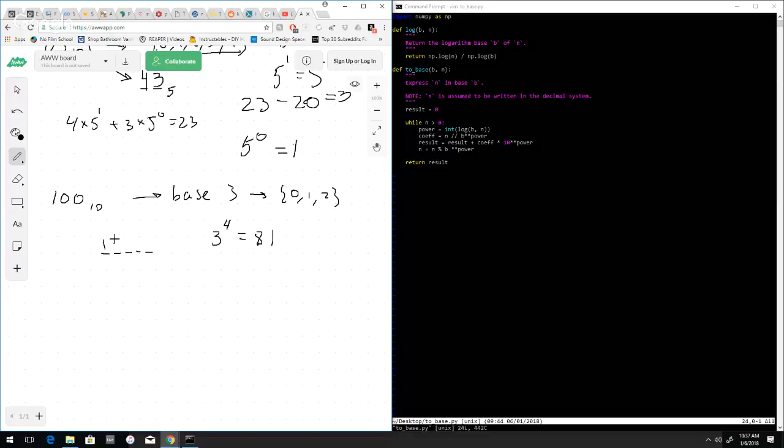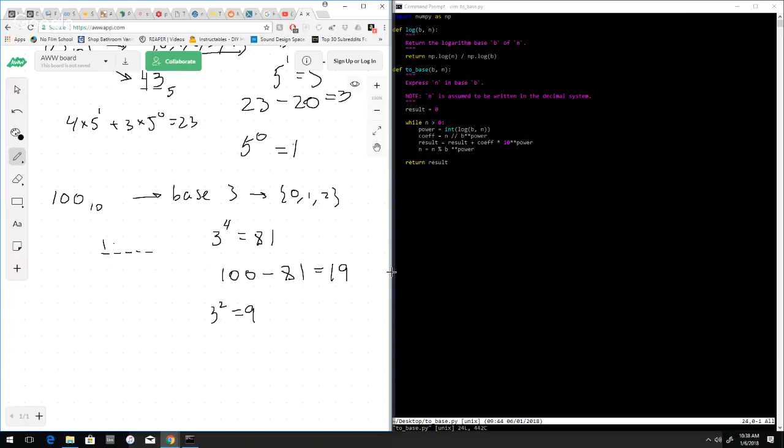Okay, so we started with 100. We just accounted for an 81. So what are we left with? We're left with 19. Repeat the process. What is the highest power of 3 that fits in 19? And that is, of course, 2, I believe. I'm pretty sure it's 2. So it's 2. 3 squared is 9.